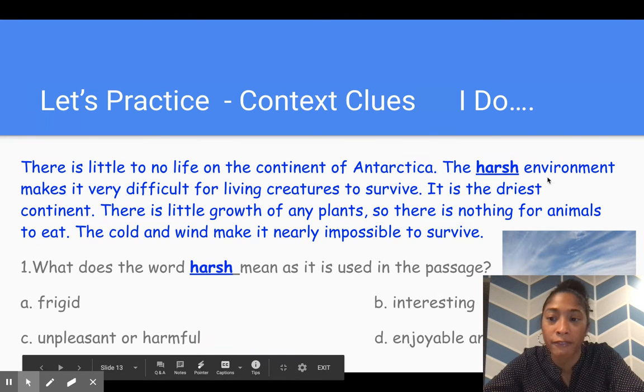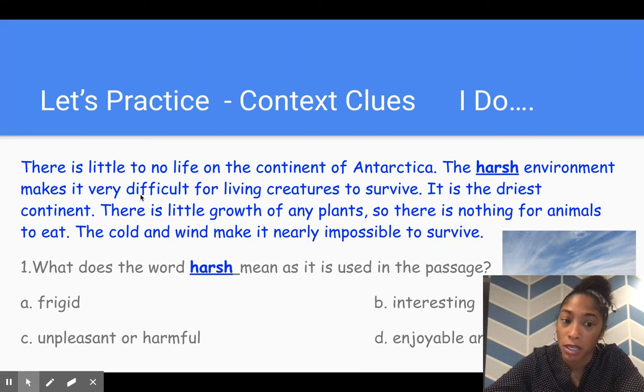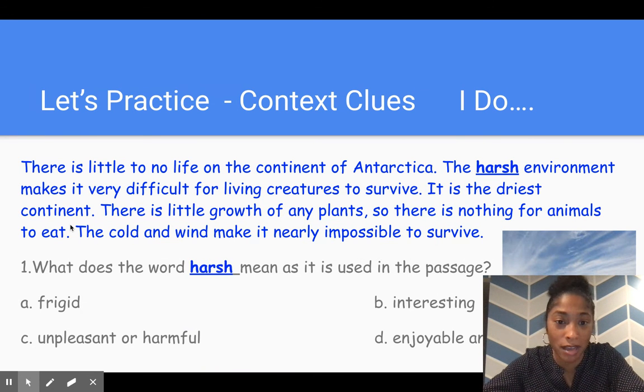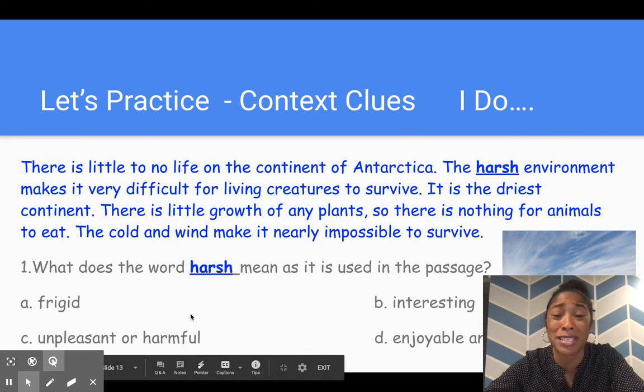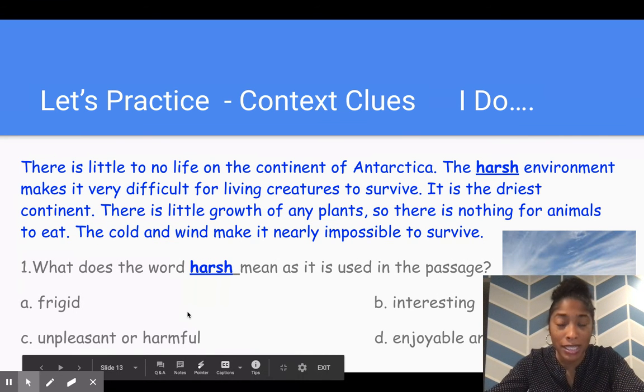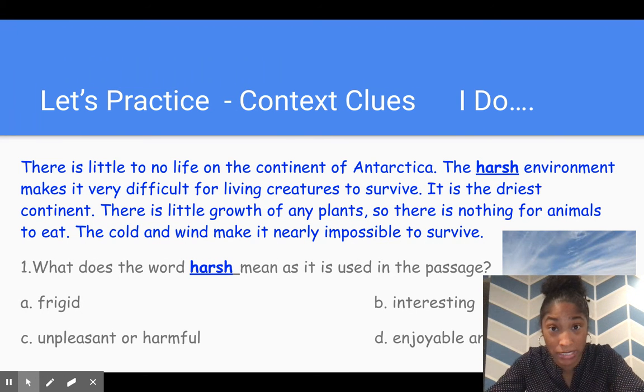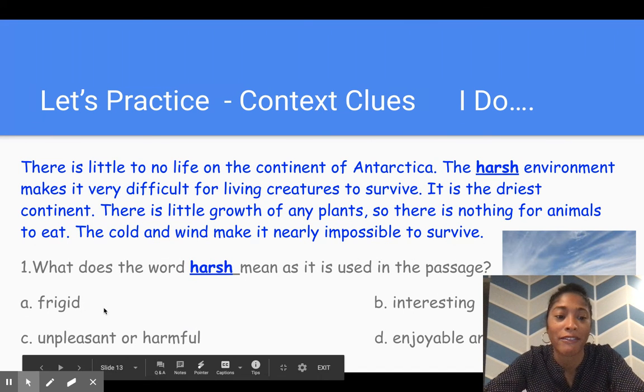The harsh environment makes it very difficult for living creatures to survive. It is the driest continent. There is little growth of any plants. There is nothing for animals to eat. Well, I know when something is harmful, that means that it is not doing any good. It's hurting somebody or it's hurting something. So it sounds like Antarctica is a very harmful environment for living creatures to survive. So I think C is the correct answer.